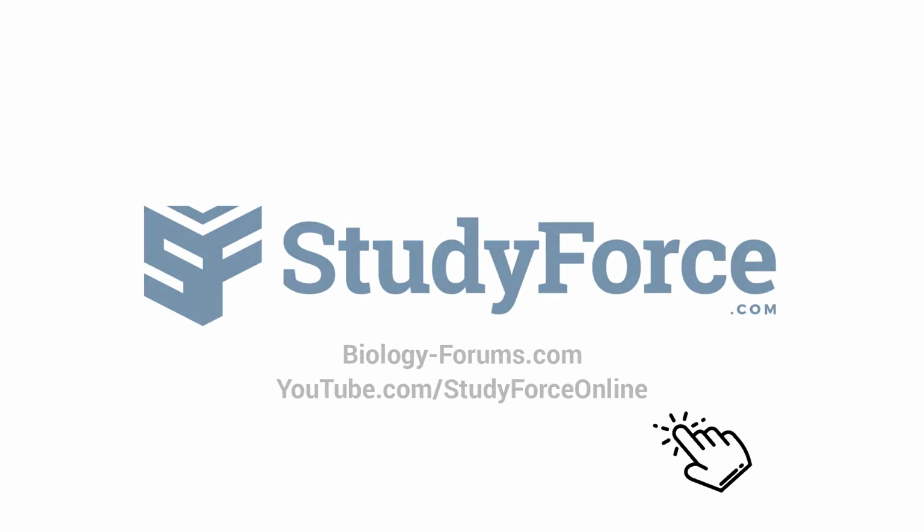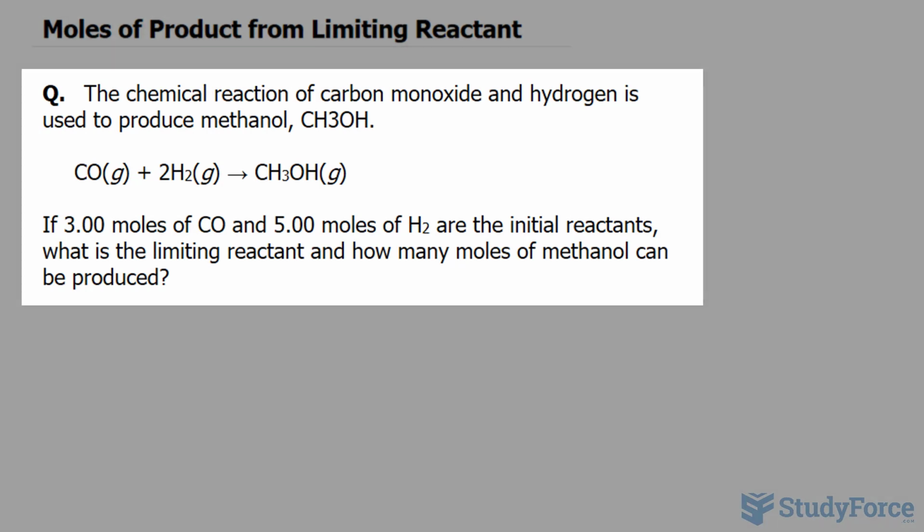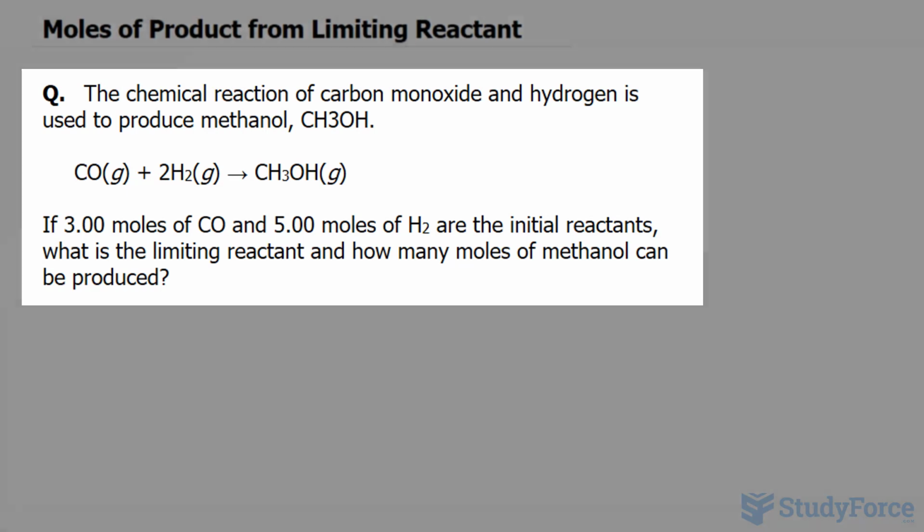In this lesson, I'll show you how to use the moles of a product to determine the limiting reactant in a reaction. The question reads: the chemical reaction of carbon monoxide and hydrogen is used to produce methanol, CH3OH. If 3.00 moles of CO and 5.00 moles of H2 are the initial reactants, what is the limiting reactant and how many moles of methanol can be produced?